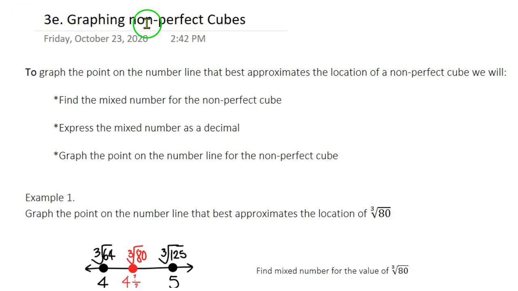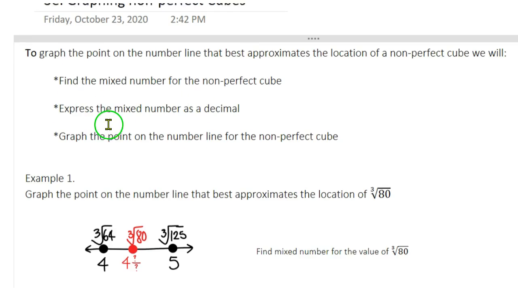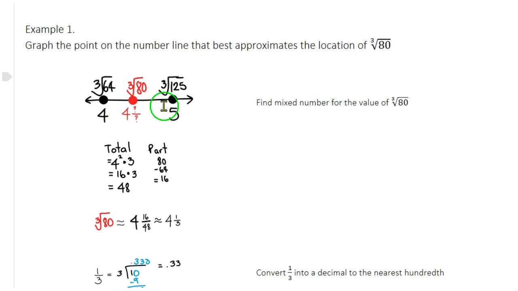To graph a non-perfect cube on the number line, we will do the following. First, we find the mixed number. Then we express the mixed number as a decimal. And finally, we graph the point. Today, you will only learn this, but you already know how to find the mixed number and how to find the decimal. Okay, so here we go.